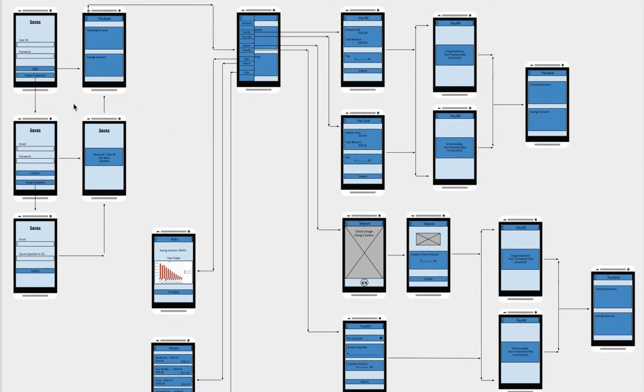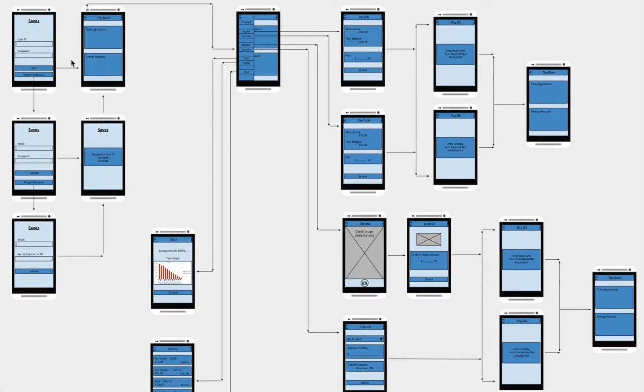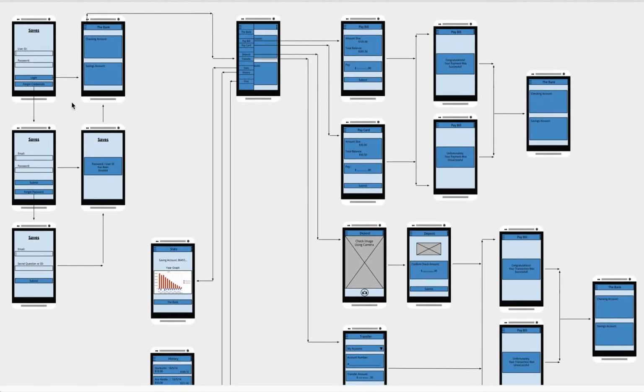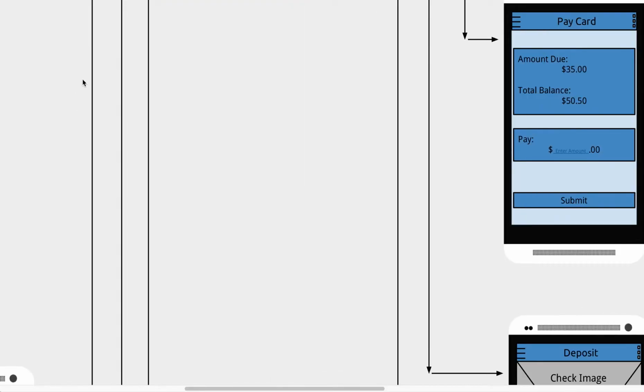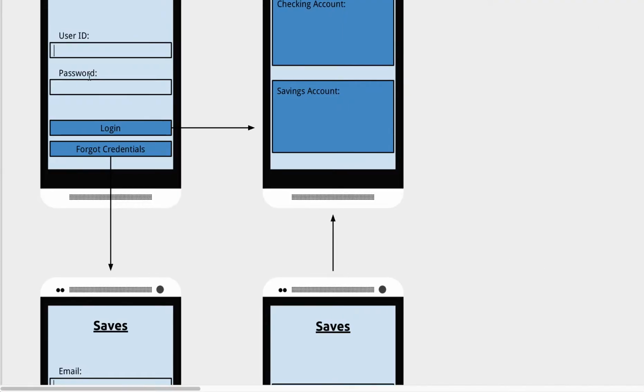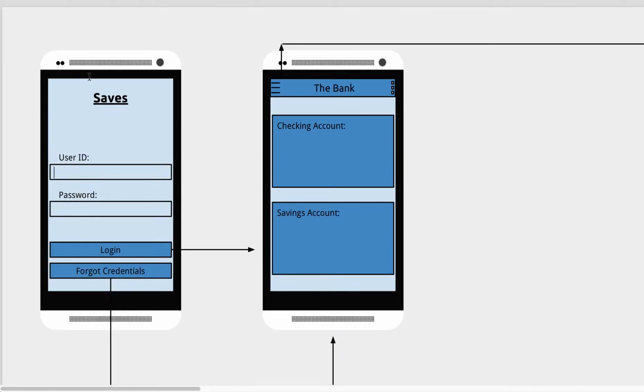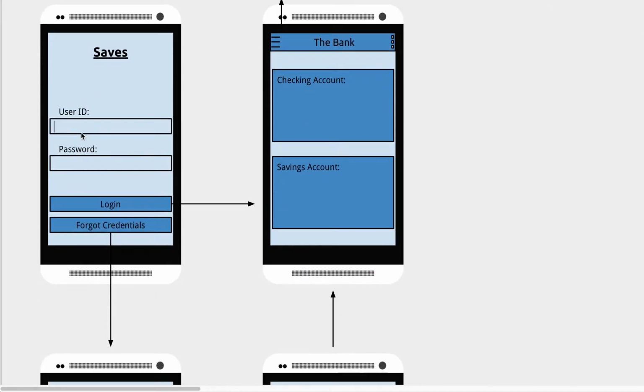I have in front of you a Storyboard bank application. So we're just going to zoom in here, and I'm going to demonstrate some user processes, different methods that the user can take, and ways that this bank application, called Saves, can be used.